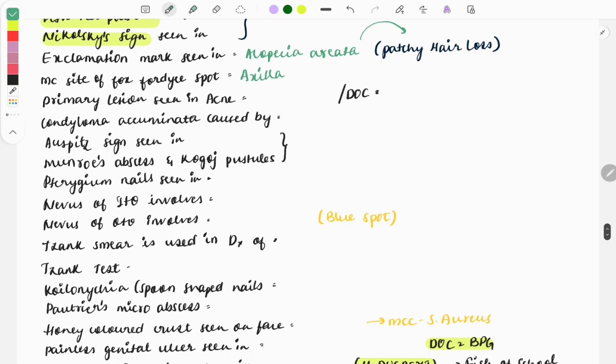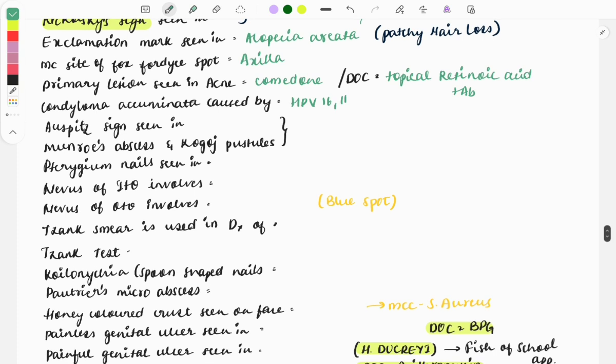Then moving on, primary lesion seen in acne is the comedone. And also one line is asked on the drug of choice for acne, and it is topical retinoic acid. Then if it is severe and if it is stage 4, then we will add antibiotics to it. Okay. Then moving on to condyloma acuminata, it is a lesion seen in the genital area, and it is caused due to HPV virus 6 and 11. Frequently asked one-liner as well as image-based question.